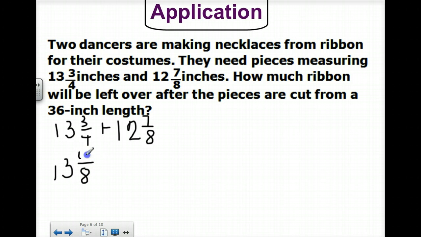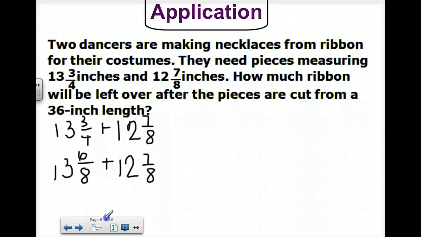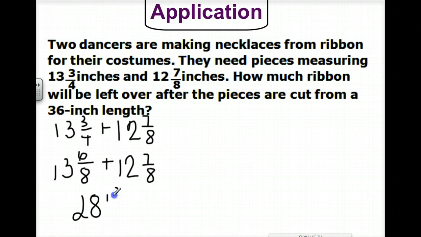The 3 will now turn into a 6 because we're multiplying both 3 and 4 by 2/2. And now we can add. When we add 13 6/8 plus 12 7/8, I'm going to move this to give me a little bit of space. We end up with 28 13/8. Ugh, that's messy. I don't like the looks of that.